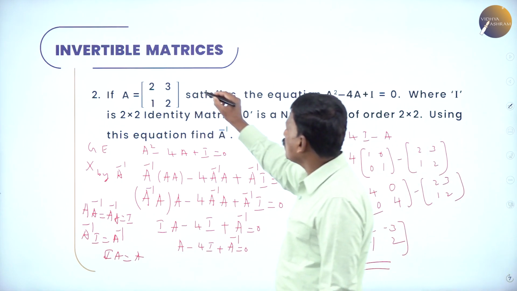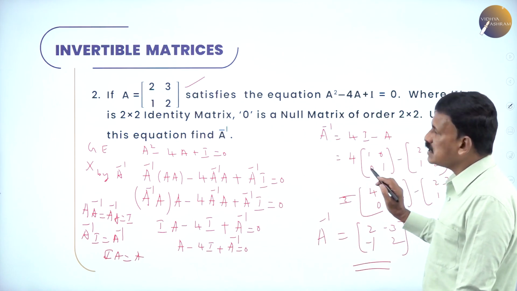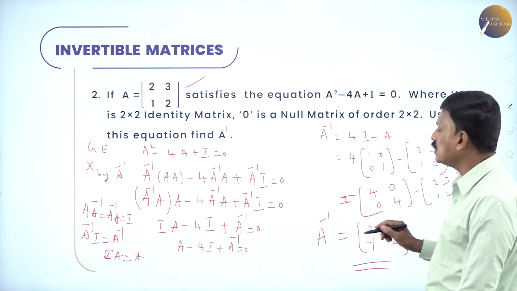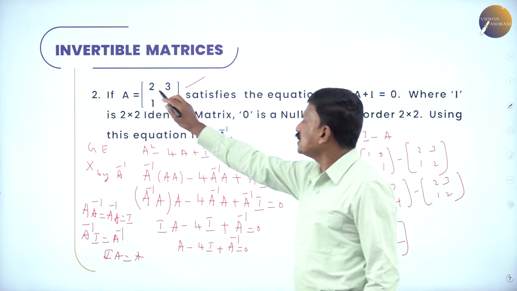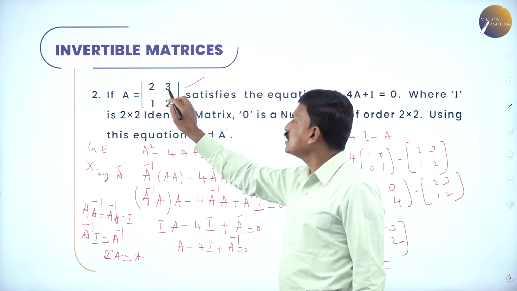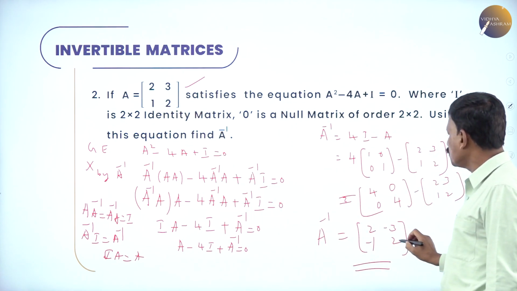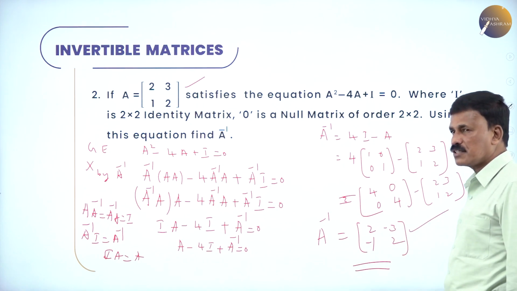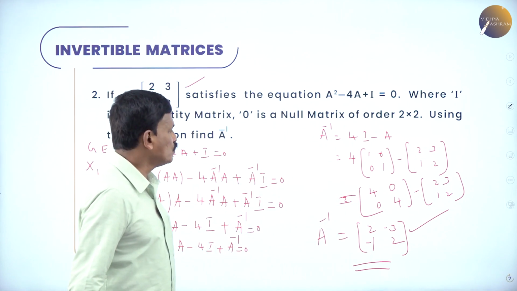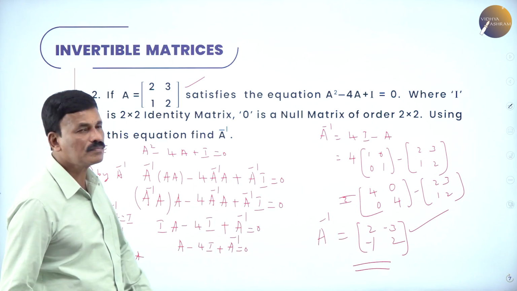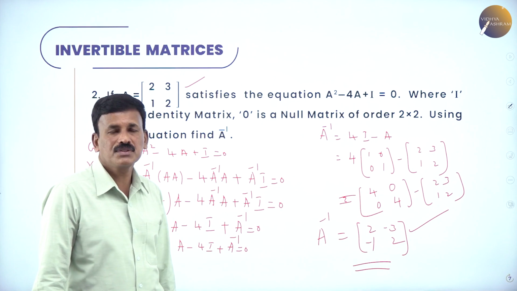See, whatever the elements here, the same elements you will get in the inverse. To verify, the easiest method is: interchange the diagonal elements and change the signs of the secondary diagonal elements, and that will be the answer. So 2, 2, minus 1, minus 3; this is the correct answer. This is the inverse. So therefore, A inverse is equal to 2 minus 3 minus 1 2. Usually this type of problem you will get in the examination for 2 marks.